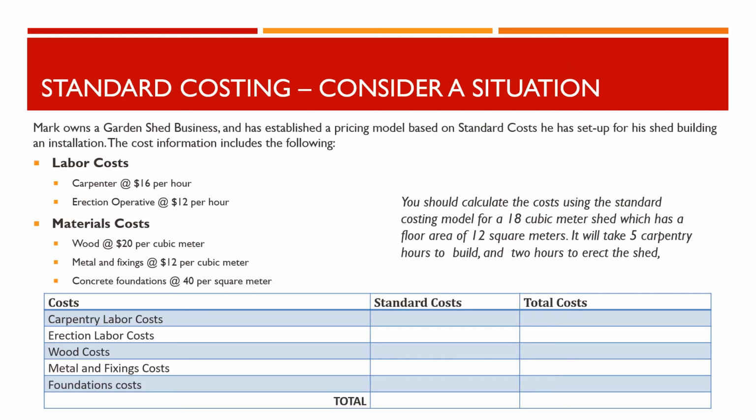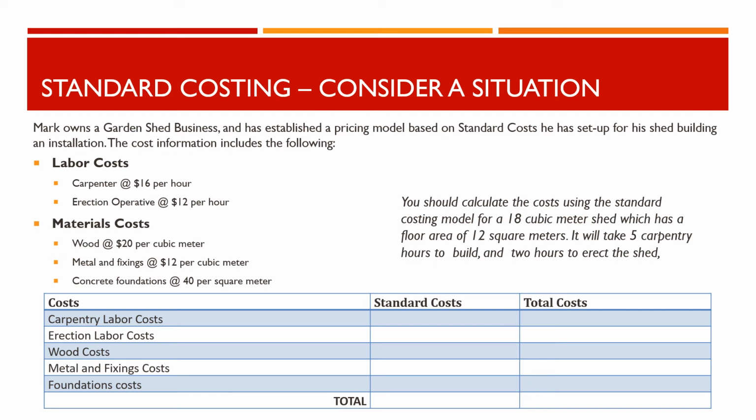Mark owns a garden shed business, and has established a pricing model based on standard costs he has set up for his shed building and installation. The cost information includes the following standard labor and materials costs. Labor costs are as follows. A carpenter at $16 per hour, and an erection operative at $12 per hour. Materials costs are as follows. Wood costs at $20 per cubic meter. Metal and fixings at $12 per cubic meter. And concrete foundations at $40 per square meter.